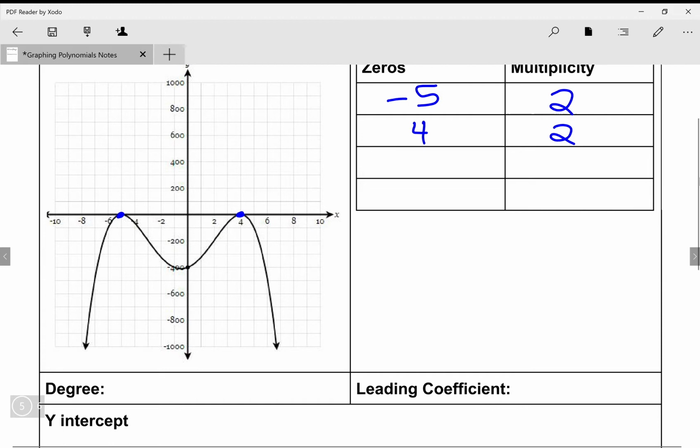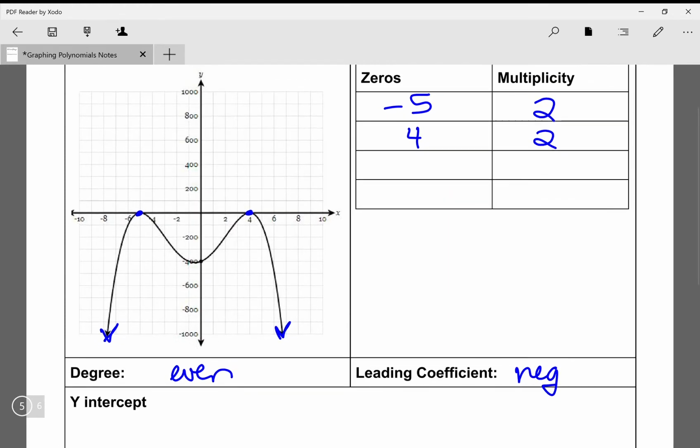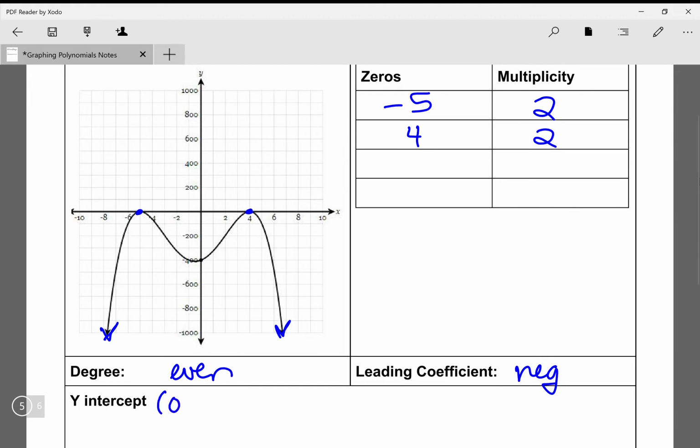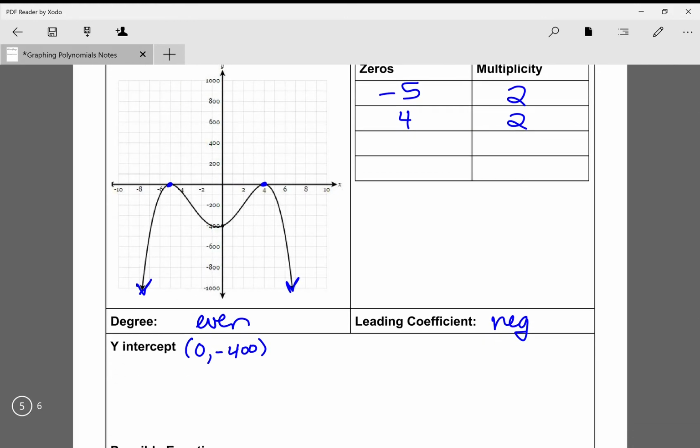So my degree, these arrows are doing the same thing, so that means it's even, and they're both going down, which means my leading coefficient is going to be negative. My y-intercept on this puppy is (0, -400). Okay, so let's write my initial function.